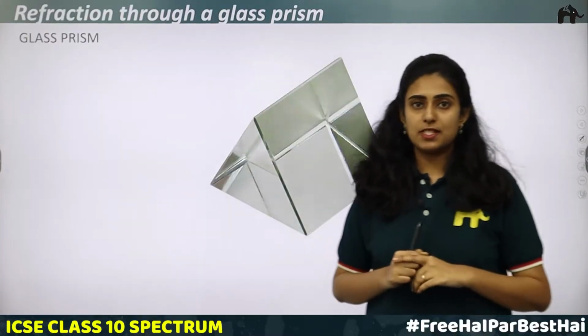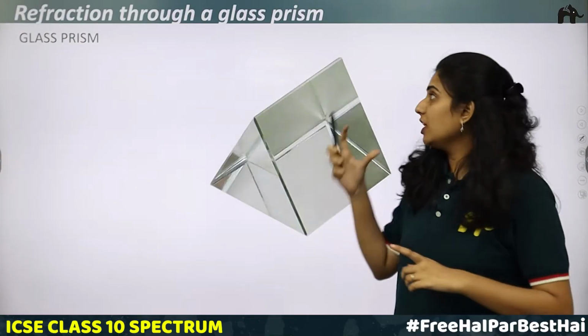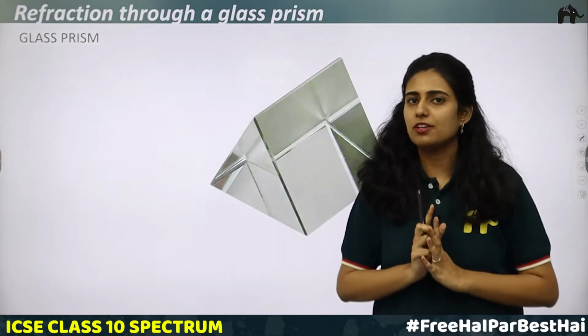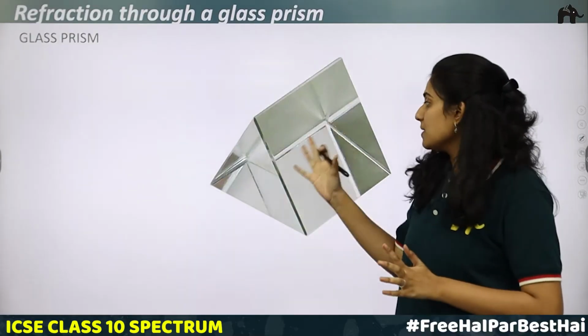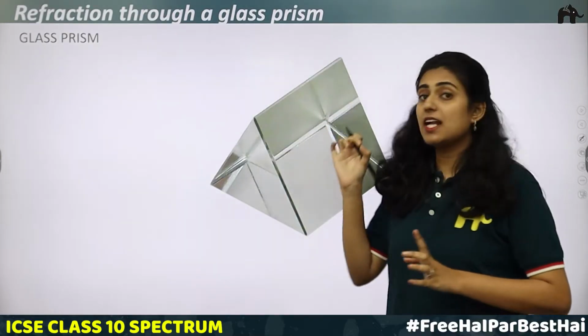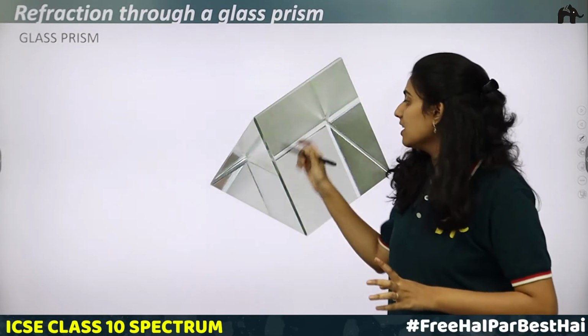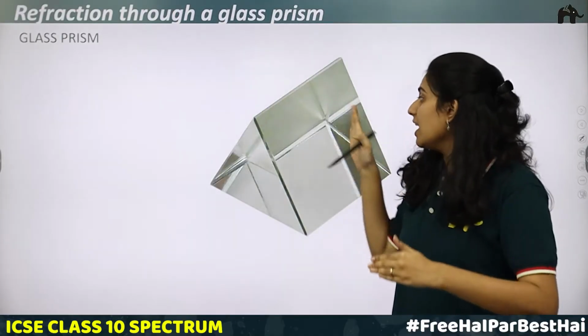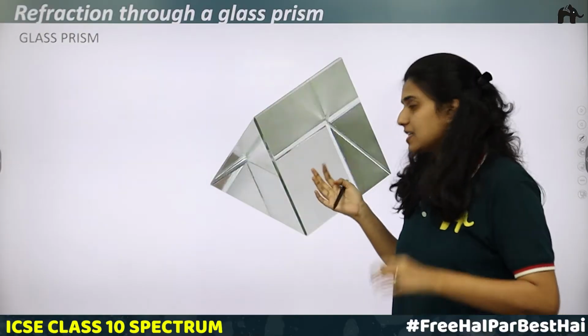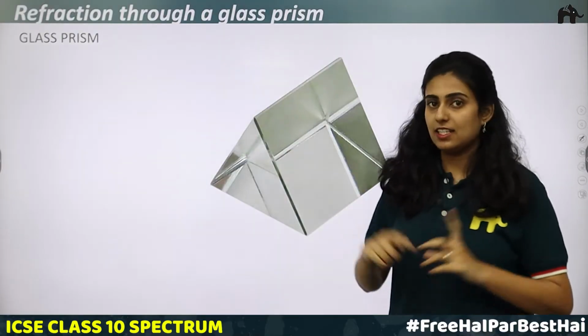Refraction through a glass prism. Before understanding deviation, we need to understand refraction. We have studied about refraction of light. Now in a glass prism, what is a glass prism? A glass prism is a prism that is made up of glass. It has two triangular faces, that is in the front and the back. The side faces and the base, that is three rectangular faces are there in a glass prism.